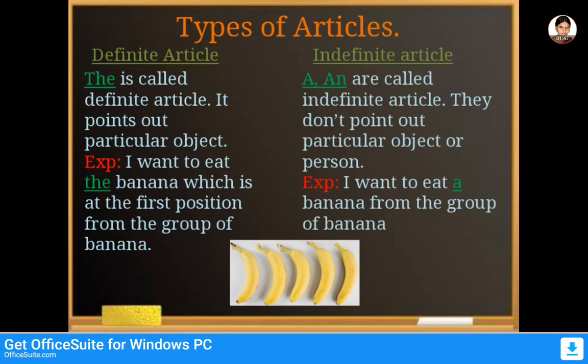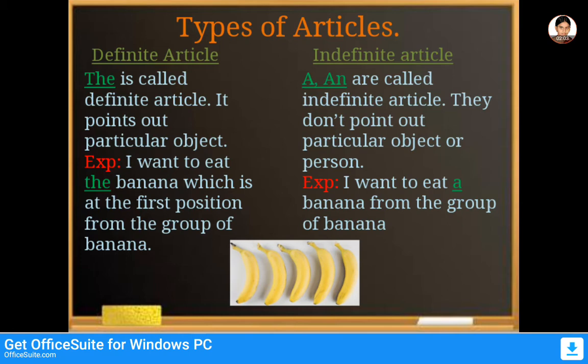Indefinite articles: a and an are called indefinite articles. They don't point out a particular object or person. For example, a pen, a book, a table, a chair.